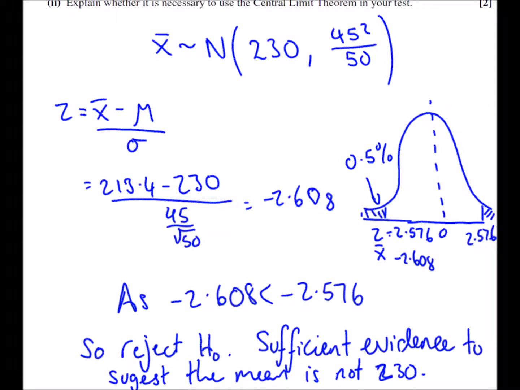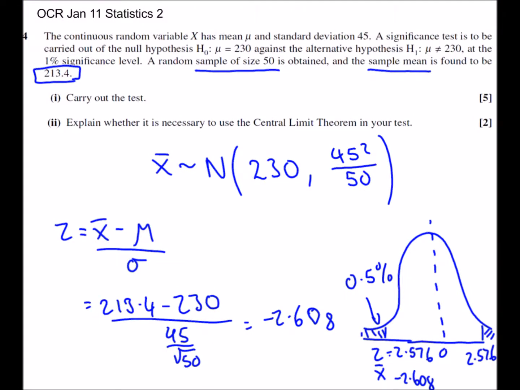And then for part II, explain whether it is necessary to use the central limit theorem in your test. If we have a look back at the information we were given, we decided that we did have to use the central limit theorem. And the reason was we didn't know what the parent distribution was, and we had a nice big sample size, so it was appropriate to use it.